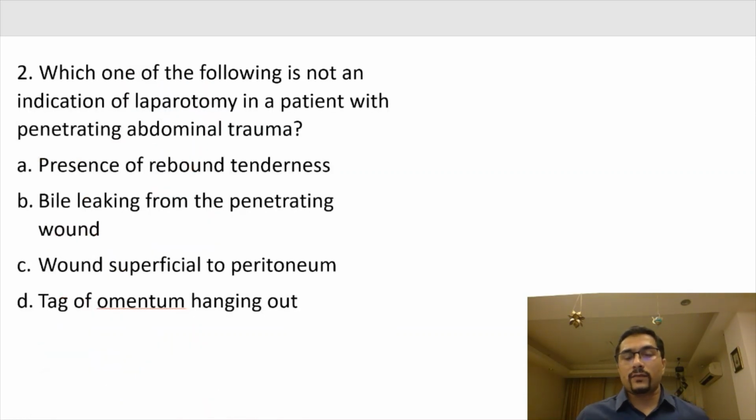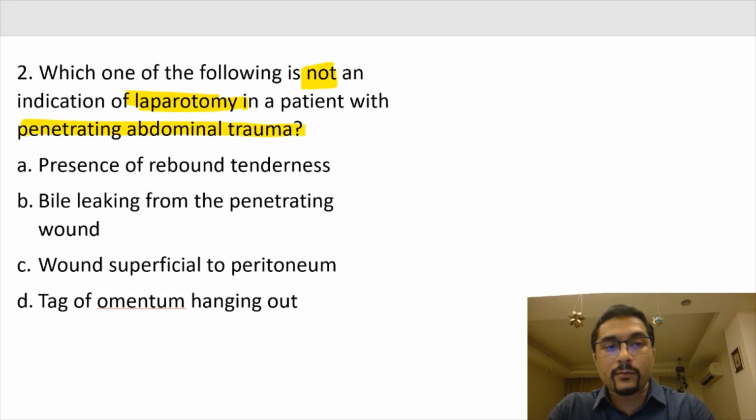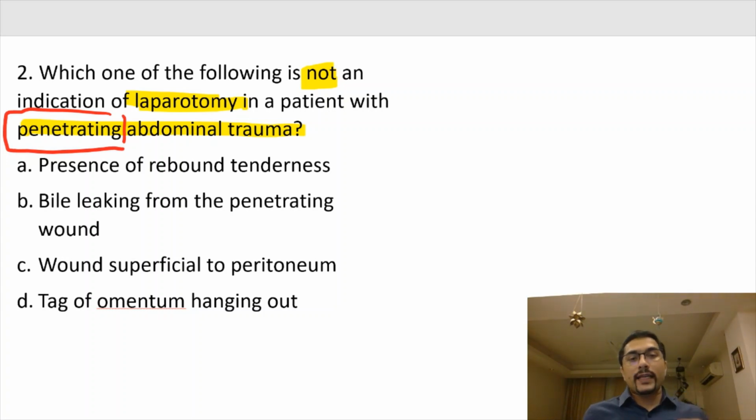The next question which we have to discuss is: which one of the following is not an indication for laparotomy? You know, laparotomy is opening up the abdomen in a patient with penetrating abdominal trauma. Now the key word which we have to remember here is penetrating. You know, there can be 2 types of abdominal traumas commonly, blunt and penetrating. They are talking about penetrating trauma.